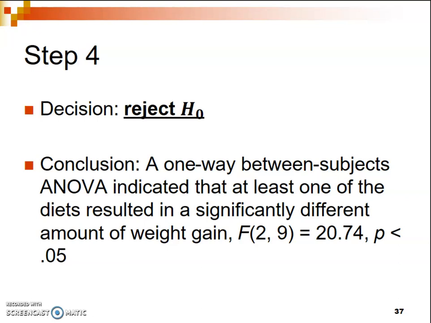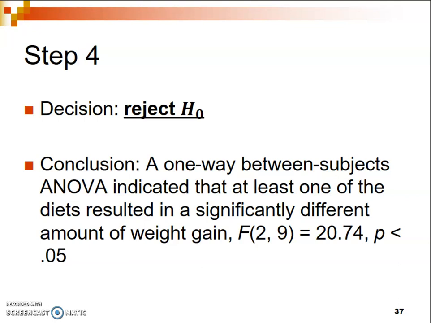So remember that the one-way just refers to the number of factors that we had. So we only had one factor in this analysis, one independent variable, and so that's called a one-way. In later chapters, we'll talk about factorial designs, which will use a different term there. But in this chapter, we would say a one-way between subjects ANOVA indicated that at least one of the diets resulted in a significantly different amount of weight gain.